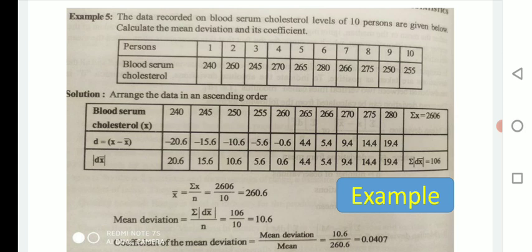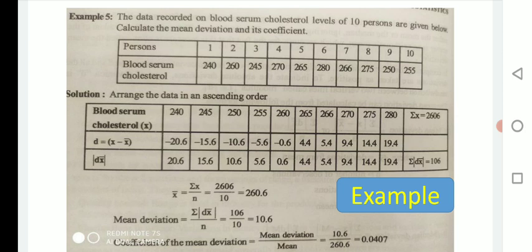Okay. So before that we first have to draw the table, and in that the blood serum cholesterol is represented by x, and we have to arrange the values of x in ascending order. So you can see that they are arranged in ascending order, that is 240, 245, 250, 255, 260 up to 280, and in the last column we sum up this data, and the summation is 2606, okay, that is 2606.